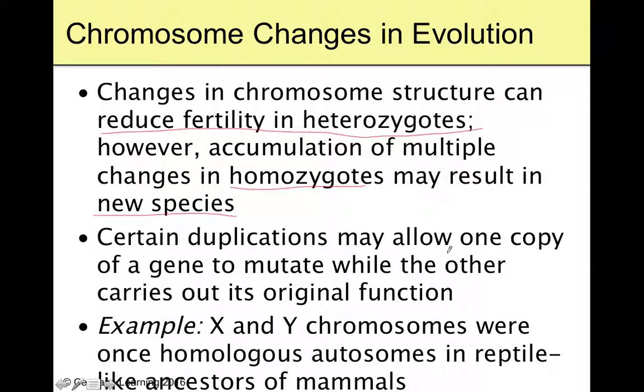Certain duplications might allow one copy of a gene to mutate while the other carries out its original function, sort of as a way of maybe trying out new strategies without completely committing to them. The example is they believe that the X and Y chromosomes were at one time, long, long ago, homologous autosomes in reptiles, not just reptiles, reptile-like ancestors of today's modern mammals.